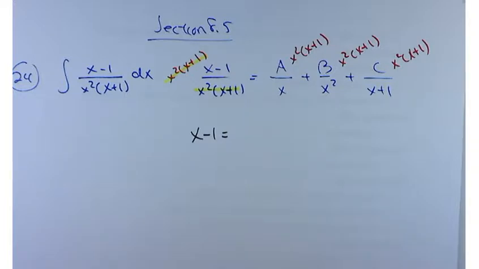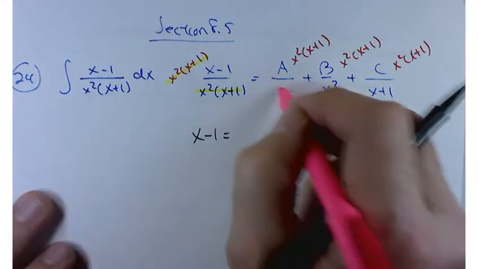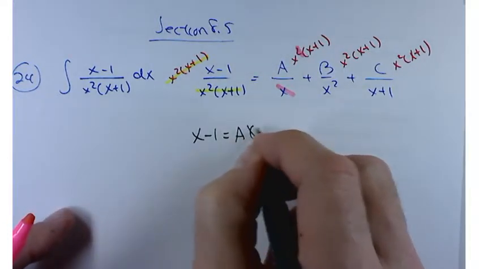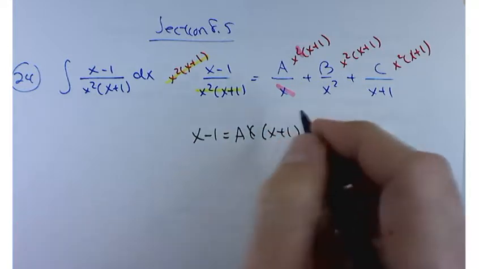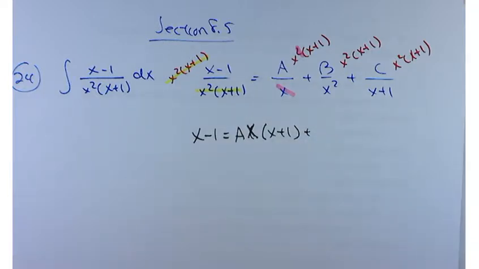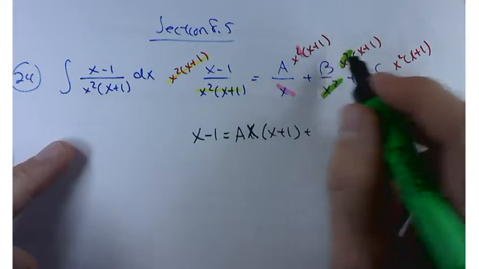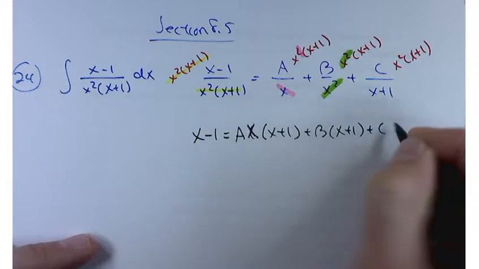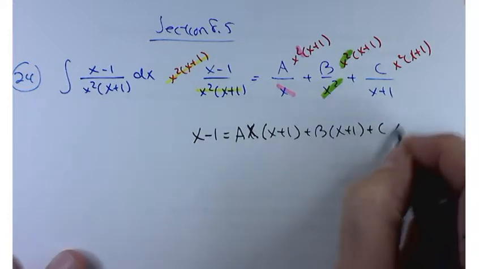On the right-hand side, again, some more cancellation. The x's cancel. So you're left with A times x plus 1. So that x cancels. A times x plus 1. How about with the B's? What's going to cancel out there? The x squared term cancels, so B times x plus 1. And finally, C times what? X squared.